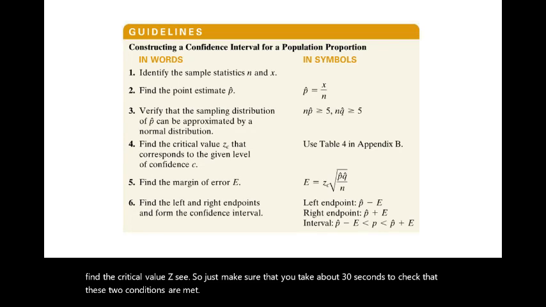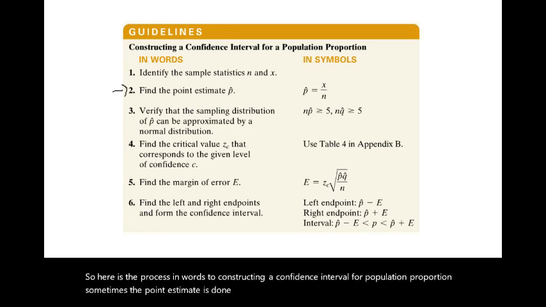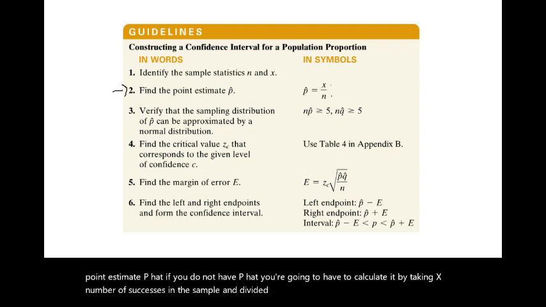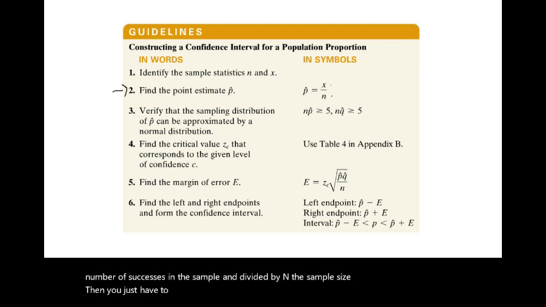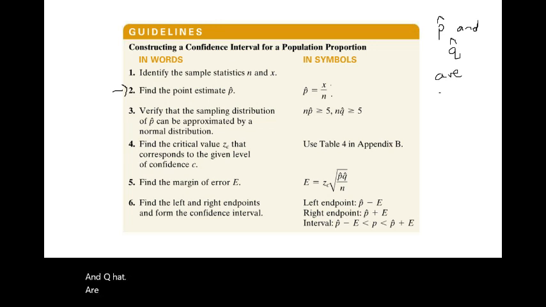So here is the process in words to constructing a confidence interval for population proportion. Sometimes the point estimate is done for you. Sometimes it's not. So you're going to have to pay attention to whether you have the point estimate p hat or whether you have to figure out the point estimate p hat. If you do not have p hat, you're going to have to calculate it by taking x, the number of successes in the sample, and divide it by n, the sample size. Then you just have to check those two conditions, that n times p hat is greater than or equal to 5, and n times q hat is greater than or equal to 5. And remember, p hat and q hat are always decimals in any of these calculations.